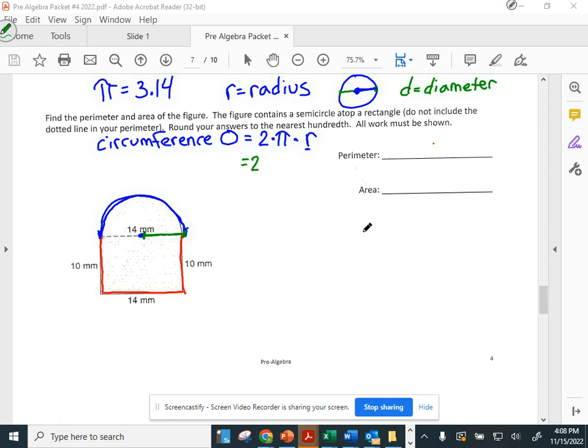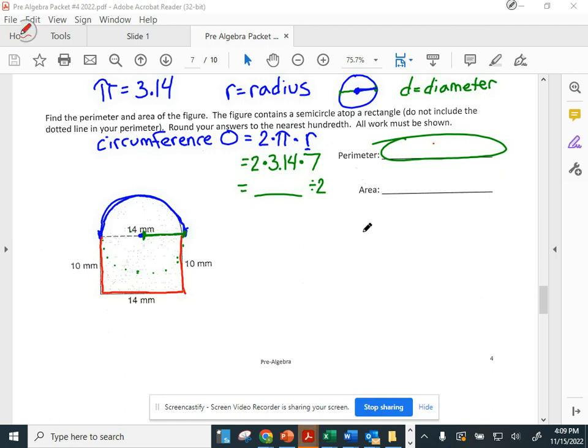So that would be 2 times 3.14 times your radius. So half of 14 is 7. Now, another thing for you to keep in mind is that this is a semicircle. It's a half of a circle. So we don't have the rest of the circle that we want to add into that circumference. So we want to then divide that answer. So whatever that answer gets us, we want to divide that by 2 because it's half of a circle. So that will get us our perimeter.